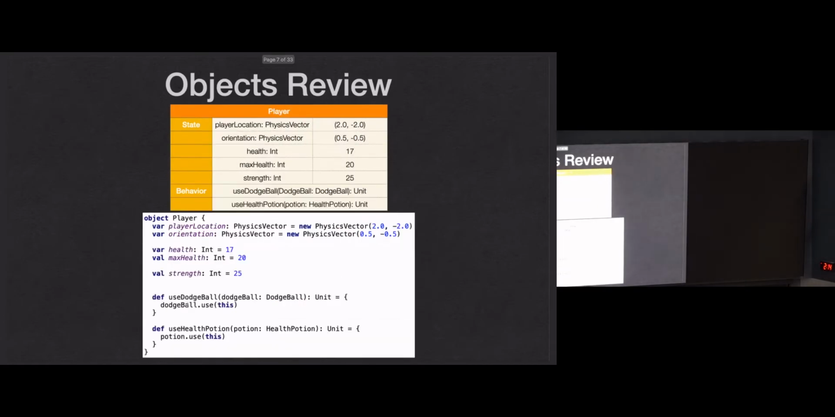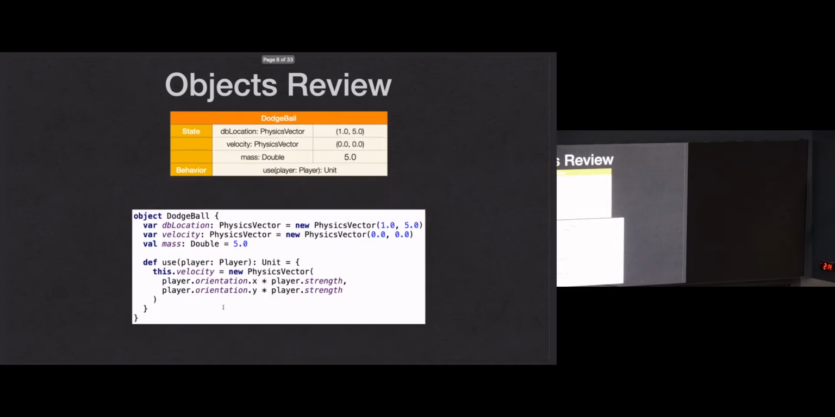Location, velocity, mass, and the use method that we saw on the previous slide. So I have a reference to a dodgeball. I call its use method, and I pass a reference to the player who's throwing that dodgeball, who's using that dodgeball.